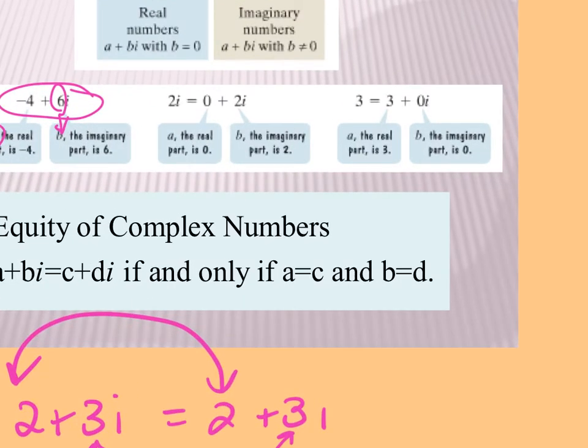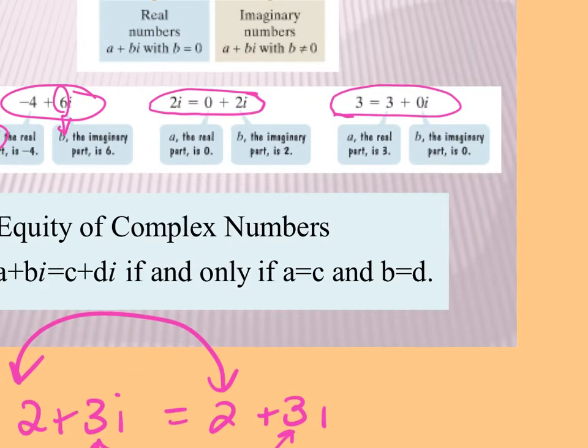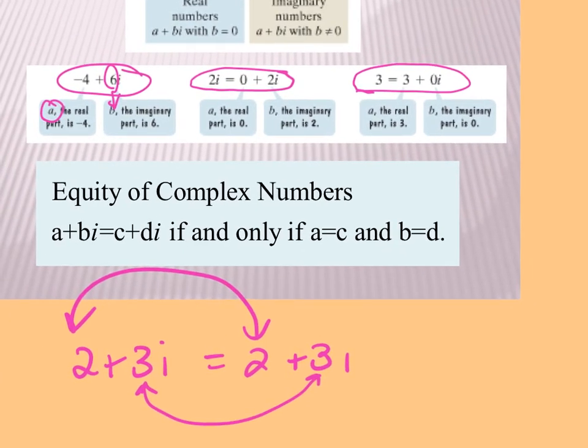So if I don't have an A, in this one I don't have an A, then my A is 0. And in this one I don't have an I, then my B is 0. So I think part of the questions in the homework on the website will say like identify the A and identify the B. So you're just plugging those in.